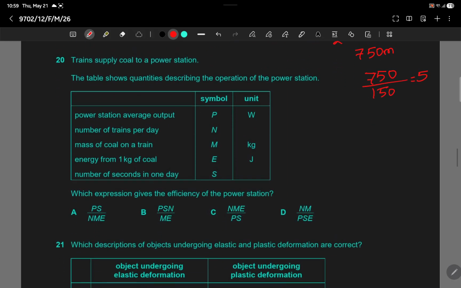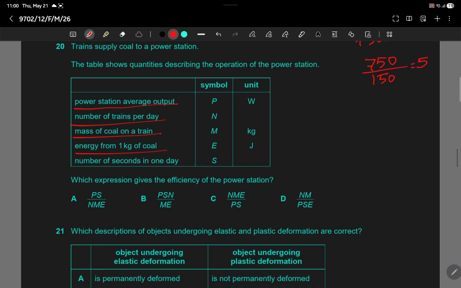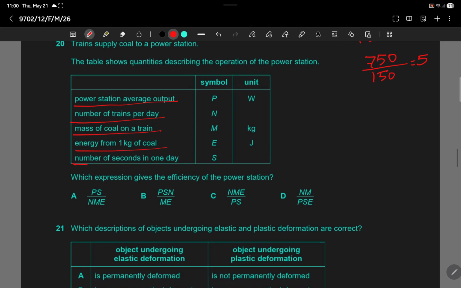Now, question number 20. Trains supply coal to a power station. The table shows quantities describing the operation of the power station. So this is the power station output, number of trains per day, mass of the train, energy from 1 kg of coal, number of seconds in 1 day. Units are not given for all, actually. Which expression gives the efficiency of the power station?